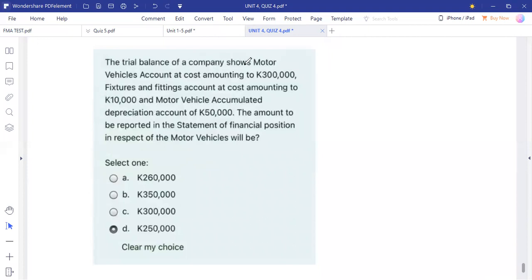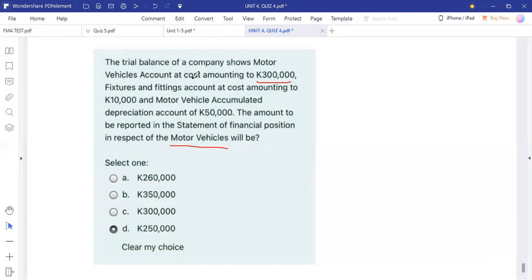Then the trial balance of the company shows the following. Number one, we have 300 of motor vehicles at cost. We have fixtures and fittings amounting to 10,000. We have motor vehicle accumulated depreciation, which is 50,000. So we're being asked what amount has to be reported in the balance sheet in respect to our motor vehicles.